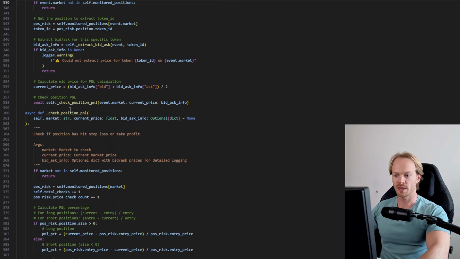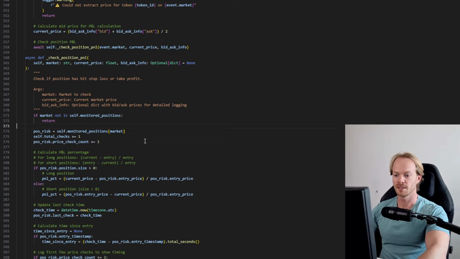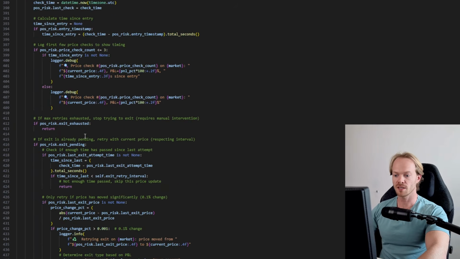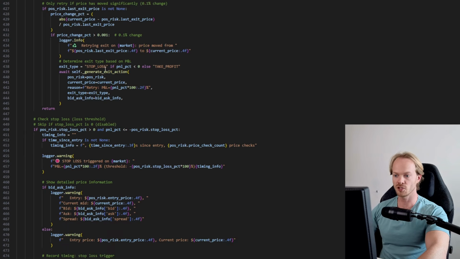And then you can see how we have the check position P&L. Again, it just checks what the P&L of the position is. And we need this to take profit. We need this to stop the loss, stop loss, right? And then we basically just check this, and we then have a generate exit action over here.